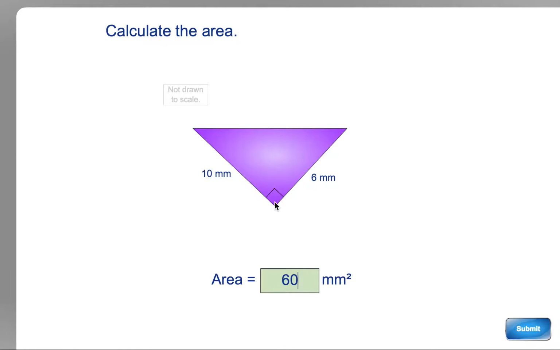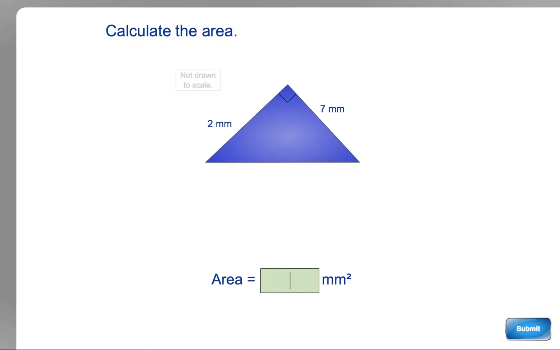But, as I've just pointed out, every triangle is half of the rectangle that it would fold into. Okay? So in this case, we've got to halve our answer. So if the area of this rectangle is 60, the area of the triangle is half of that. It's 30. So the formula for working out a triangle is half of the rectangle, half of the rectangular area.